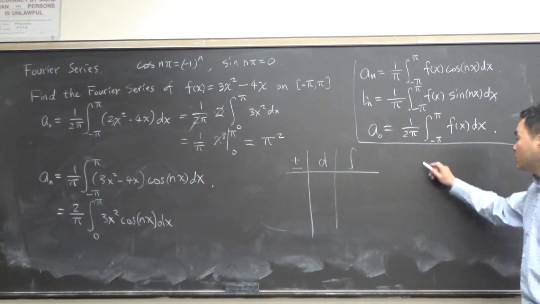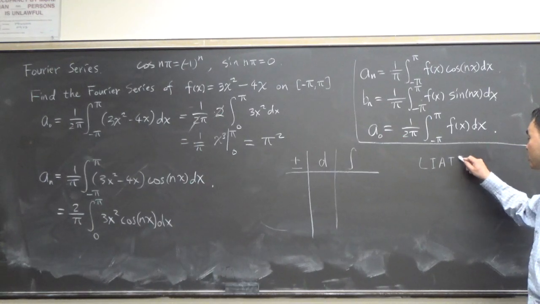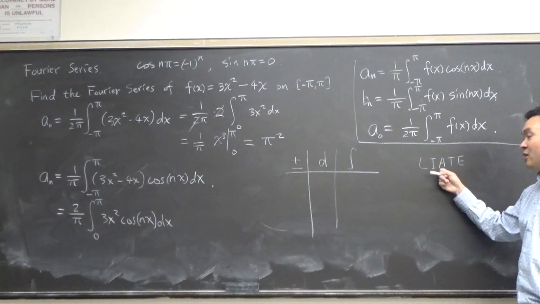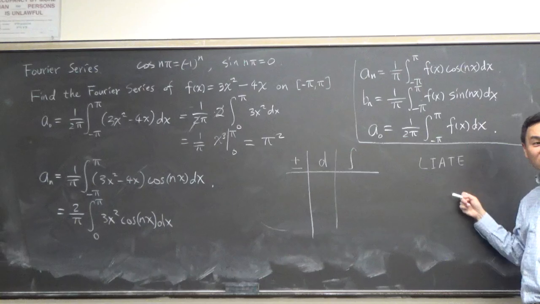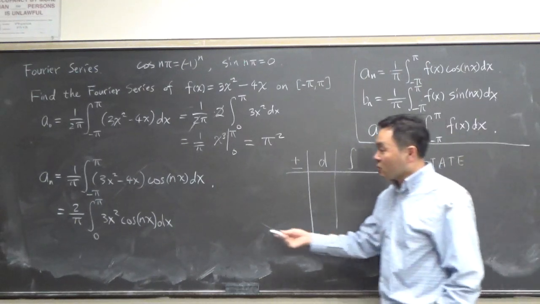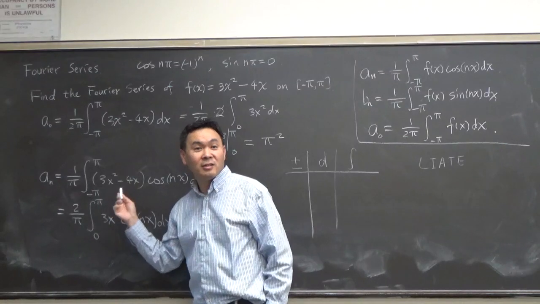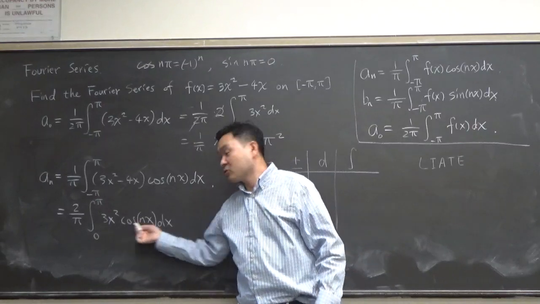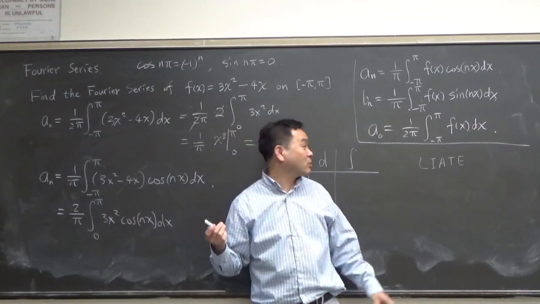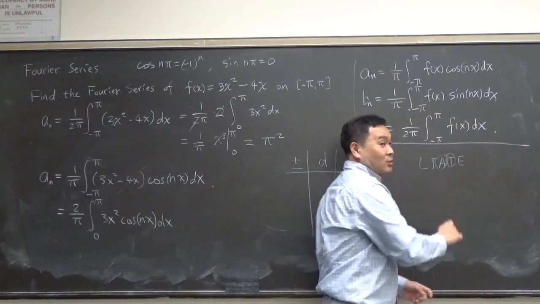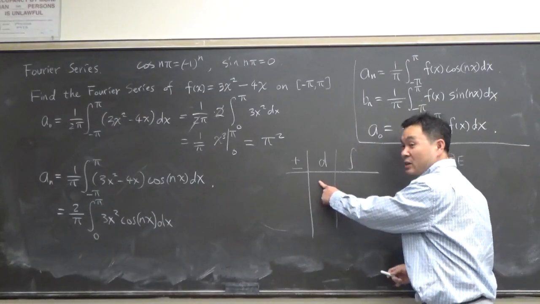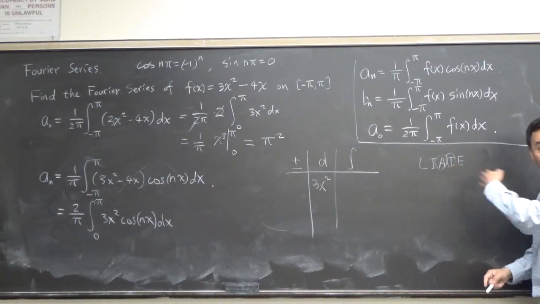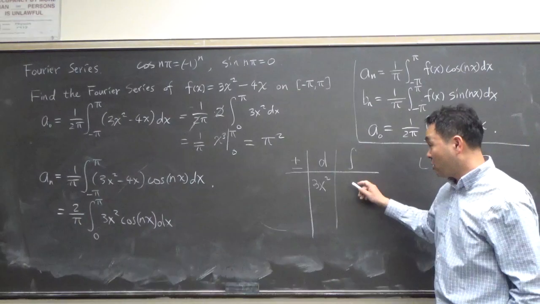And then LIATE says: L is logs, I is inverse trigs, A is algebraic, T is trigs, E is exponential. So in our case, we have 3x squared. What's that? Algebraic, right? Polynomials are algebraic. How about cosine nx? What's that? Trigonometric. So it's like AT, right? So you put 3x squared here, because that's on the left side of that order, and trig is on the right side, so you put it in the integration column.